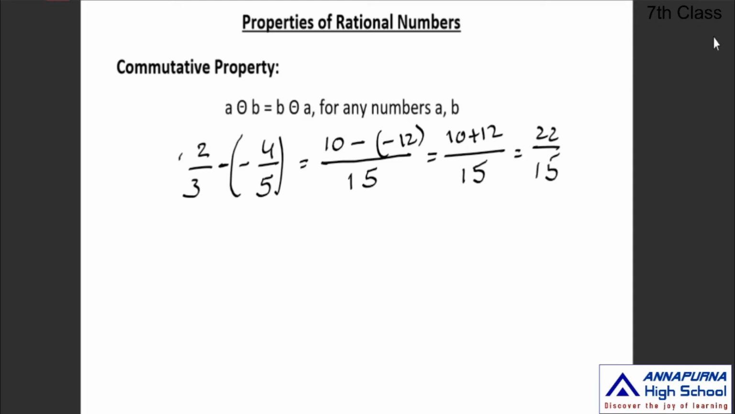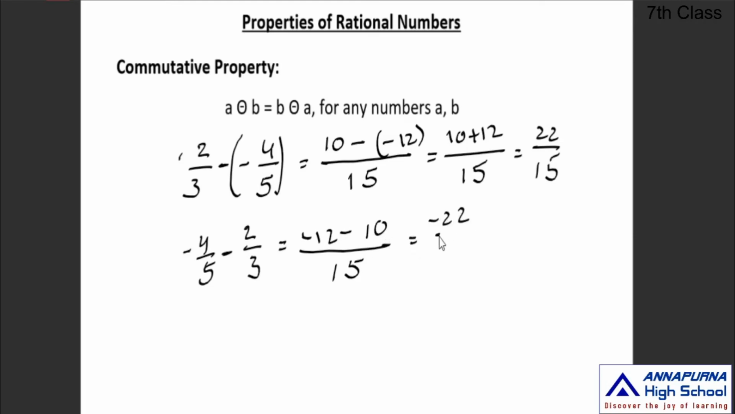Now change the order. That means subtract 2 by 3 from minus 4 by 5. LCM is 15 and the numerator is minus 12 minus 10. It is equal to minus 22 by 15. Observe the result. Are they the same?